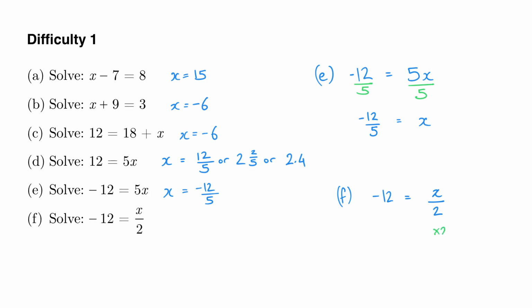If we multiply x divided by 2, we just get back to x. Think about it. x divided by 2 times 2. Yep, that gives us x. And that equals, well, remember what we have to do here. Because we multiplied the right-hand side by 2, we also have to multiply the left-hand side by 2. And negative 12 times 2 is negative 24. So x equals negative 24.